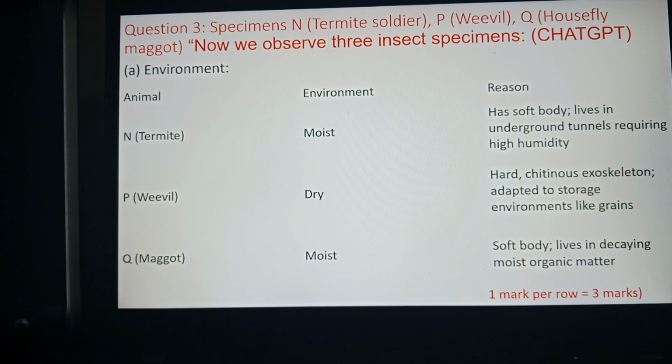Question 3. Now we observe the 3 insect specimens. According to ChatGPT, for the termite, the environment is moist. The reason is it has a soft body or lives in underground tunnels requiring high humidity. Weevil: dry, hard chitinous exoskeleton, adapted to storage environment like grains. Maggot: moist, soft body, lives in decaying moist organic matter. 1 mark per row.